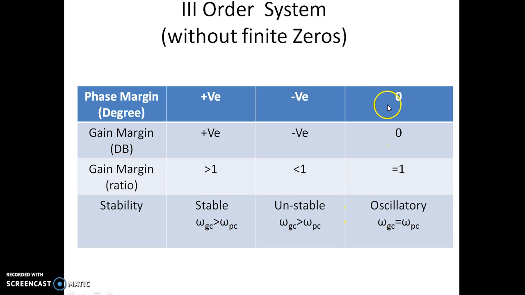And if the phase margin is 0 degrees and the gain margin is 0 dB, which corresponds to a gain margin ratio of 1, then the system will be oscillatory in nature, which corresponds to a condition where omega GC equals omega PC. So the system will be stable, unstable, or oscillatory. If both gain and phase margins are positive, then the system will be stable. If both are negative, then the system will be unstable. And if both are 0, then the system will be oscillatory in nature.